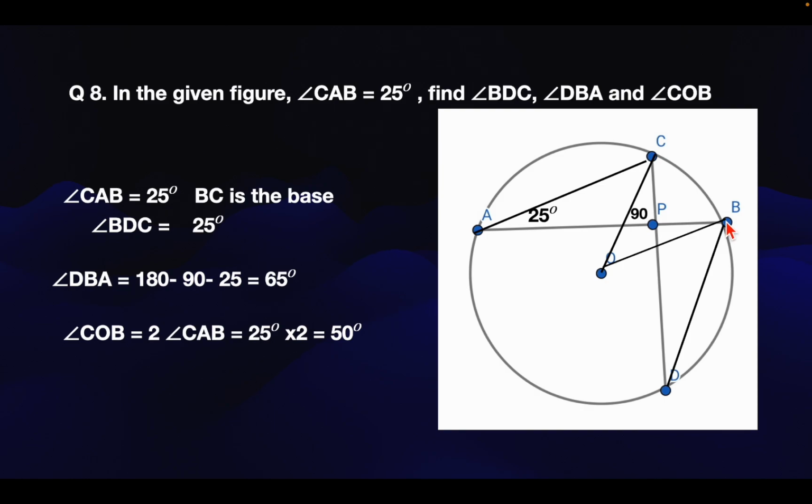Then COB. This is the angle subtended at the center by this arc. And this arc subtends angle 25 here on the circle. So this angle at the center will be 2 times this angle. So 25 into 2 is 50 degrees.